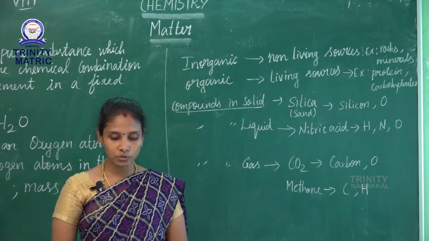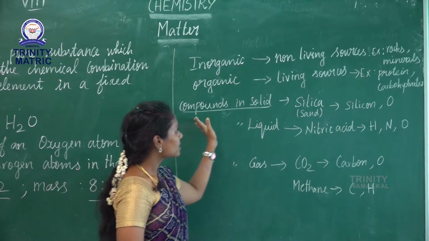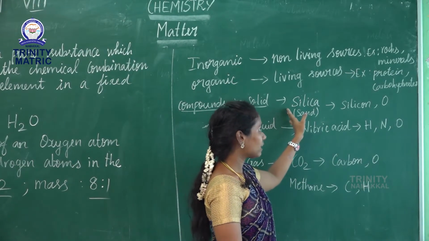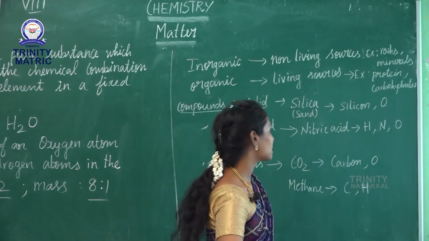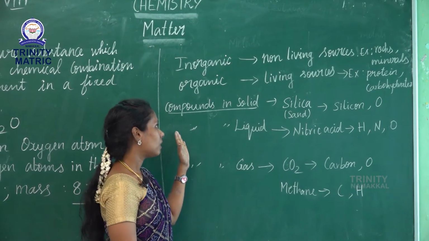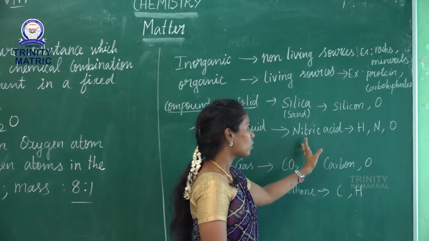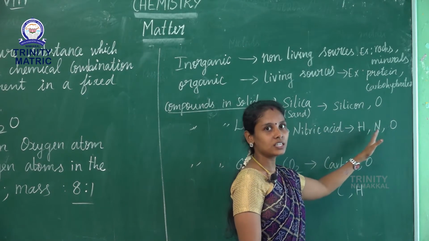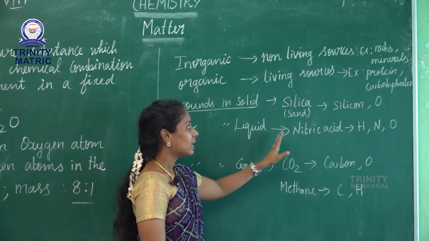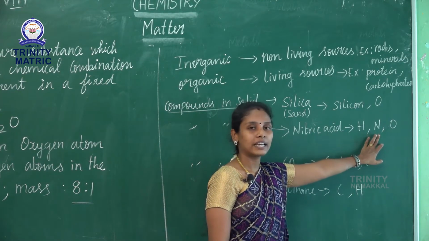Next we have to see compounds in solid state. Some important compounds that exist in solid state: silica, which means sand. The constituent elements are silicon and oxygen. Next, compounds in liquid state, for example nitric acid. What elements are present in it? Hydrogen, nitrogen and oxygen.